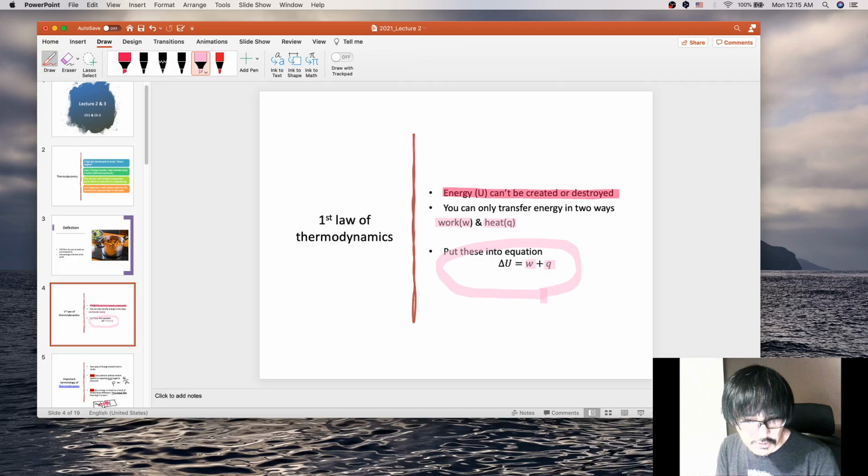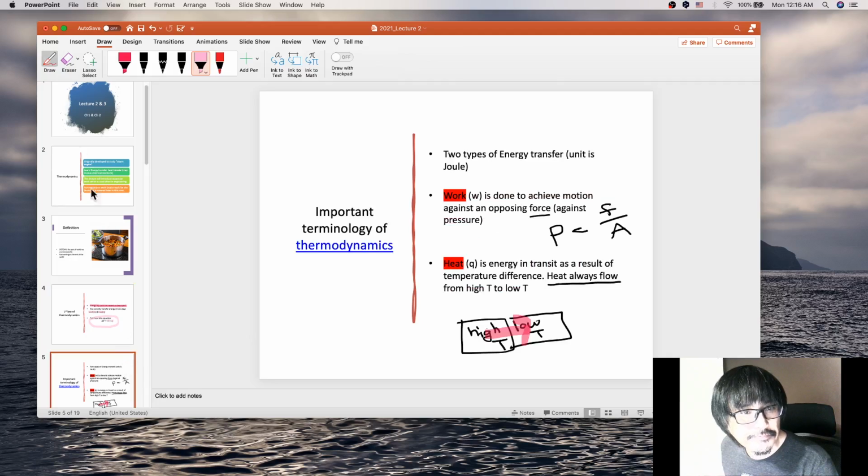The first law of thermodynamics is that the change in internal energy, or the change in energy of the system, is equal to the work and heat. Both work and heat are energy transfer. Those are the only two ways that you can transfer energy. Okay, right?